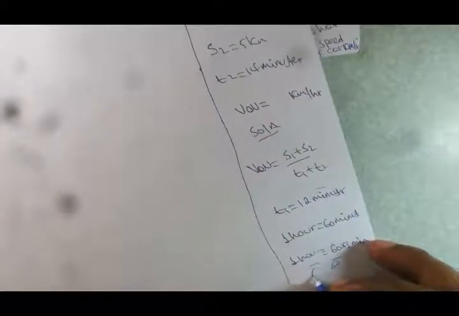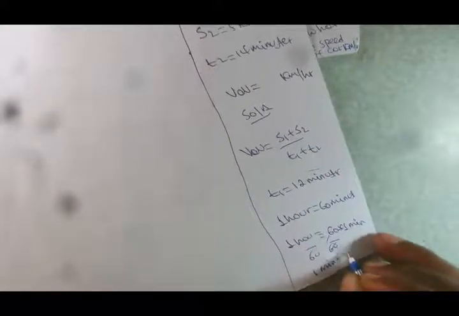V average is equal to S1 plus S2 over T1 plus T2, and T1 is 12 minutes. We have to change this into hours. To change from minutes to hours, we know that 1 hour is equal to 60 minutes. This can also be written as 1 hour is equal to 60 times 1 minute. Therefore, 1 minute is equal to 1 hour over 60.